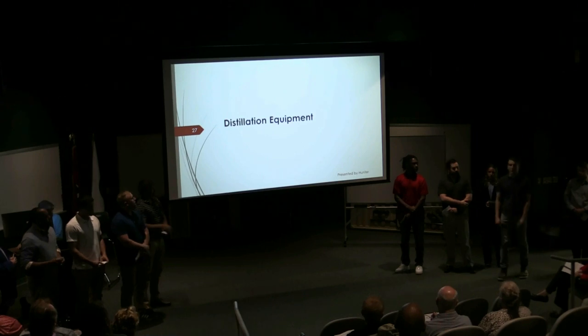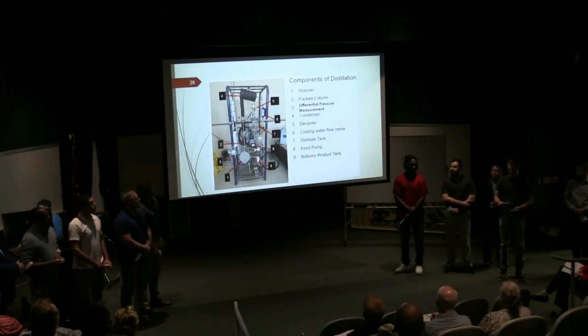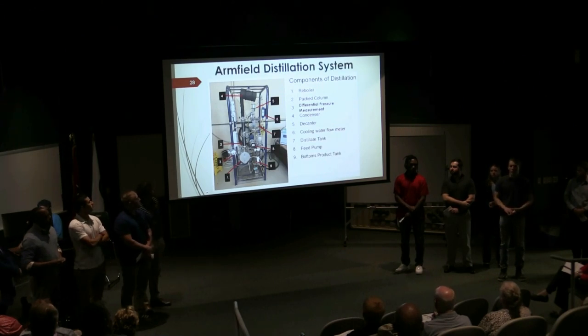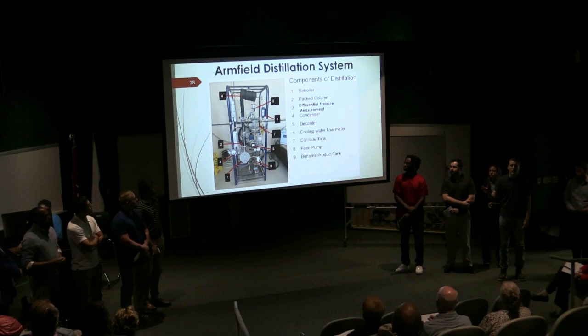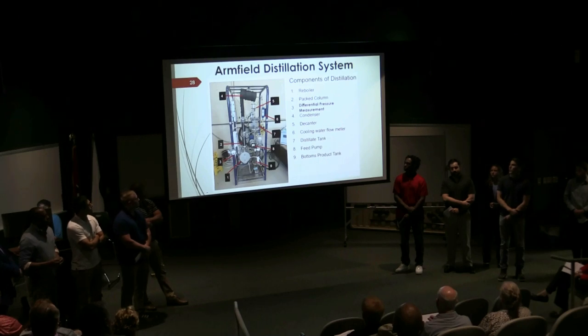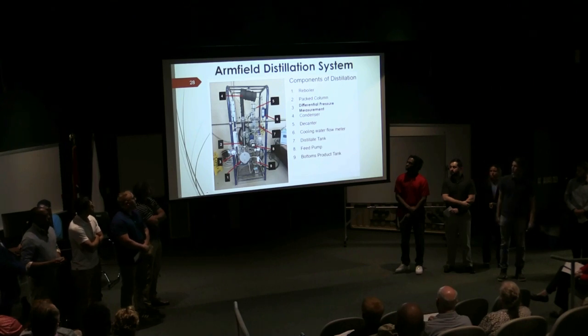Here's a quick intro to the distillation equipment that we ran with. Starting at the bottom, you'll have the reboilers where we load our feed, and then you move up to the packed column, the main part of the system, and to the side of that you have differential pressure management as well, and that'll move out of the top of the column towards the condenser, and then it'll go through the decanter, and we'll also have a pitot intake, cooling water flow meter, and then the bottom product tank.